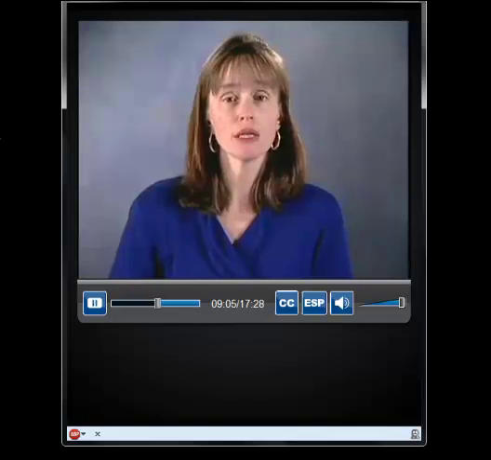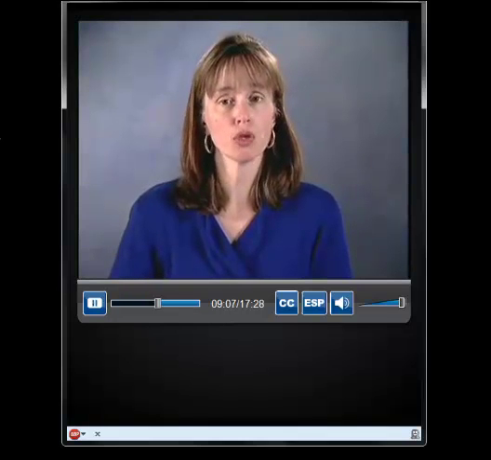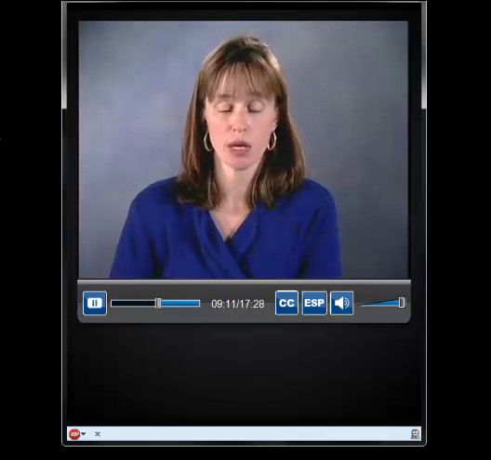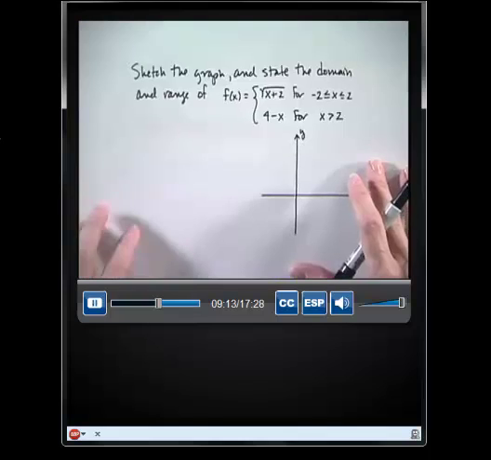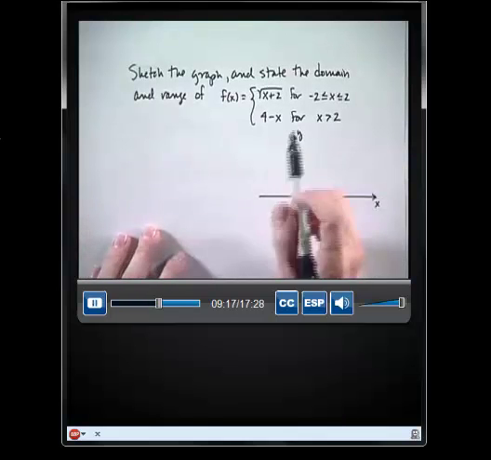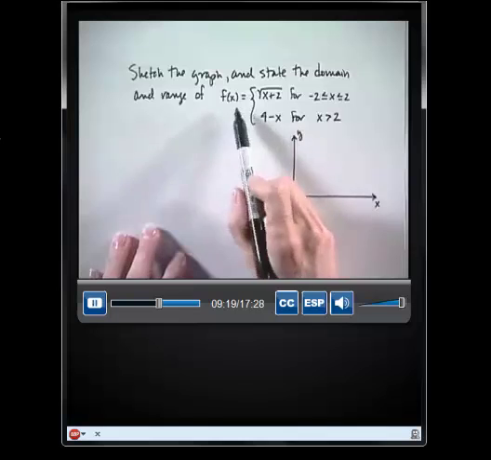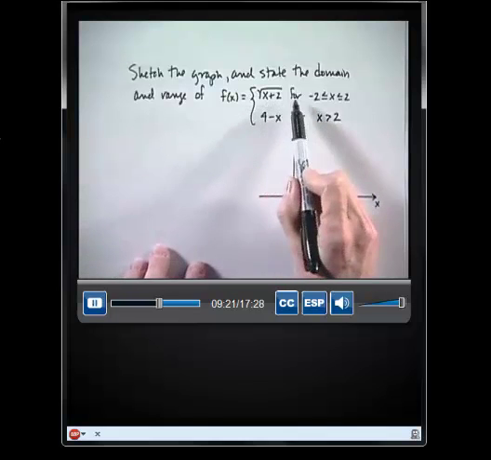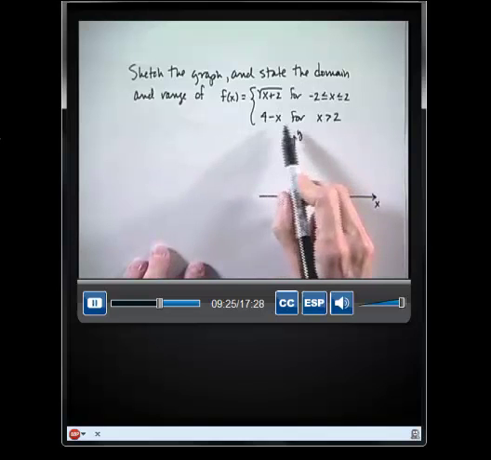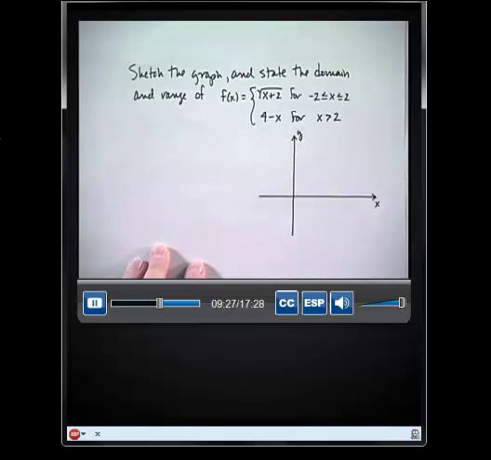Let's continue, but this time we're going to look at a function made up of two pieces of functions we've already seen. So it's called a piecewise function. Here's what we want to do. We want to sketch the graph and state the domain and range of the function made up of the pieces, or the piecewise function, square root of x plus 2 for x between negative 2 and 2, and 4 minus x for x greater than 2.